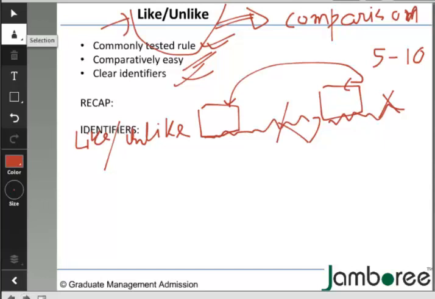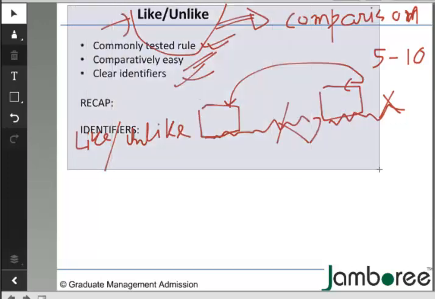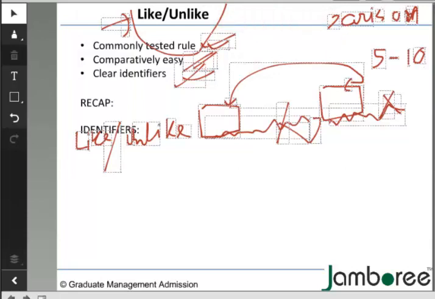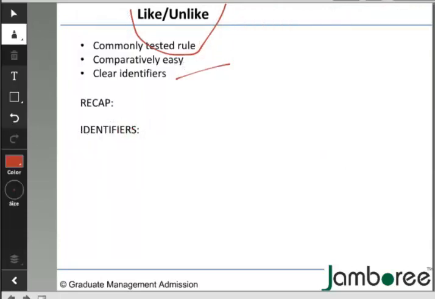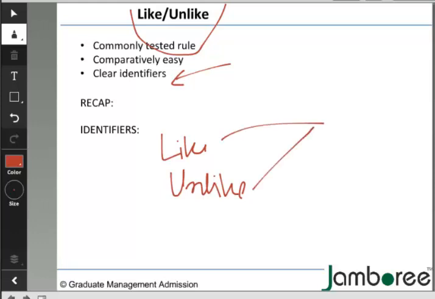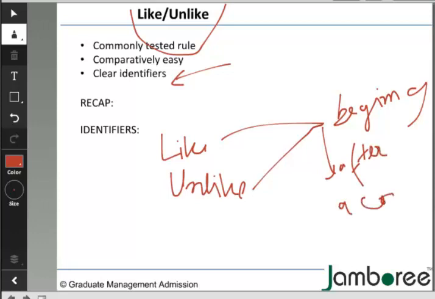Now coming to identifiers or triggers. As I discussed with you, how do you know whether the question is testing you on this error or not? I also said that they have clear identifiers. So look out for words like "like," "unlike," "in comparison with," "in contrast with," anything. And where do you look for this? The beginning of the sentence, not just the underlined portion, and after a comma. These two locations. If you have any of these words in these two locations, then it's a clear indication that the question is testing you on this comparison rule.